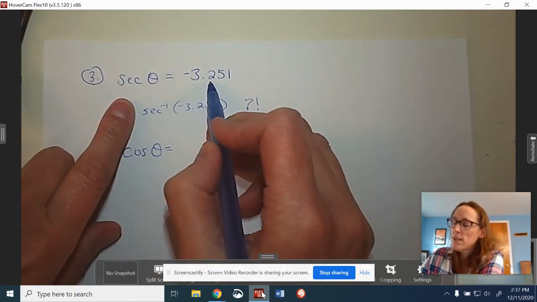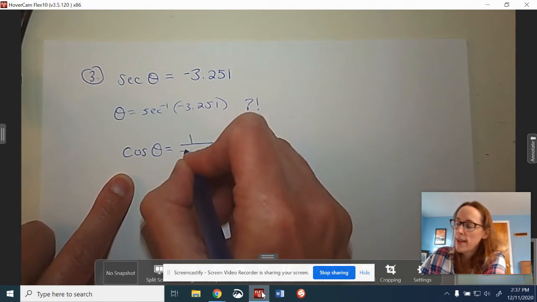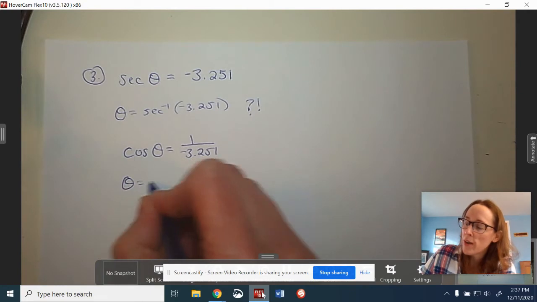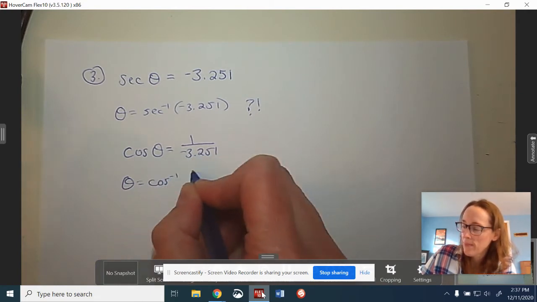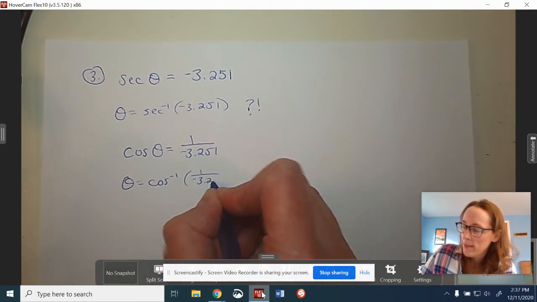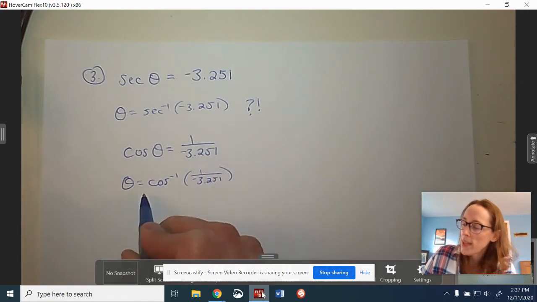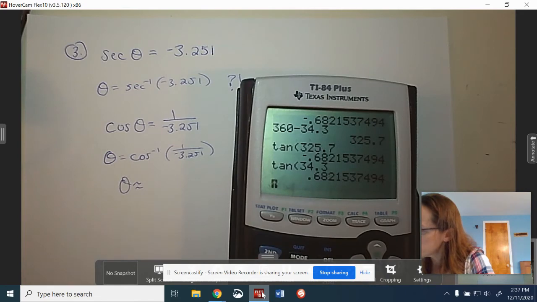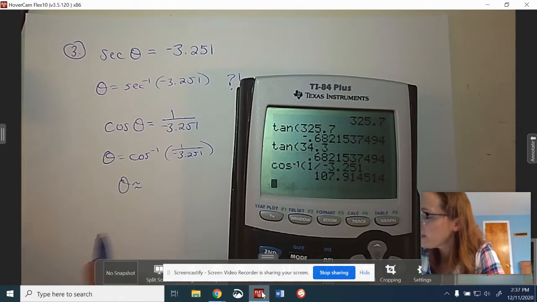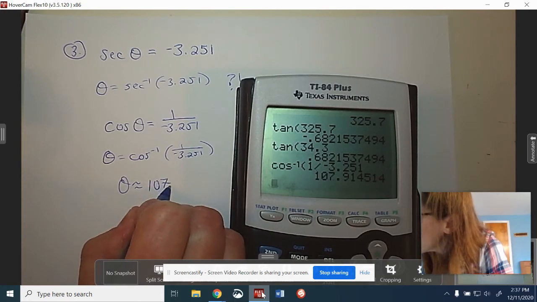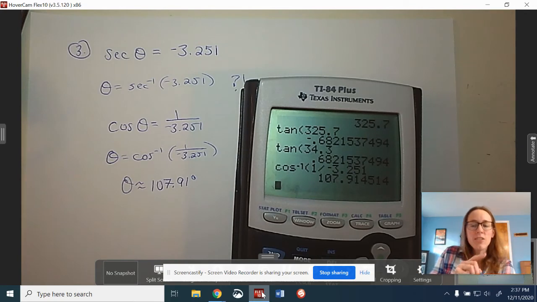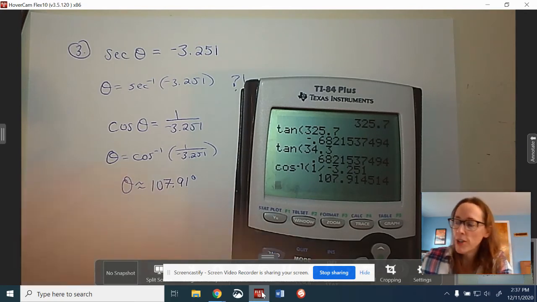So if secant is this ratio, then cosine is 1 over that ratio. And we do have a cosine inverse button. Okay, so that's what we're going to put in our calculator. Cosine inverse 1 over negative 3.251. I get 107.91 degrees. That is a good answer. The calculator always gives you a good answer.